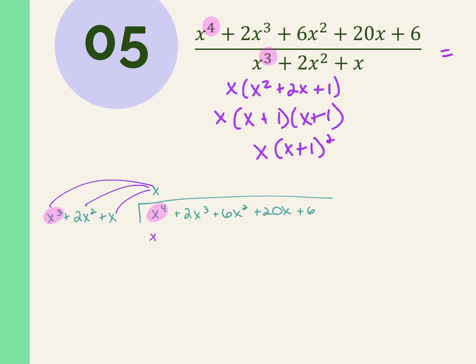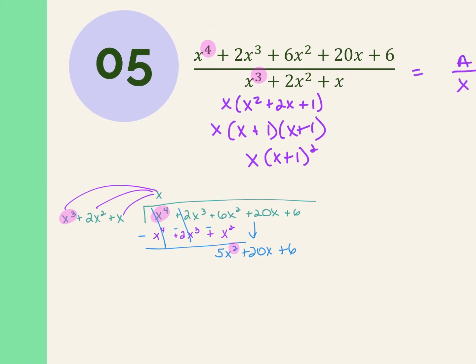x times x to the third is x to the fourth. 2x times x is 2x to the third. And x times x is x squared. Then we change our signs and add. This is going to cancel. This is going to cancel. 5x squared plus 20x plus 6. So we've now gotten it to the point that we've reduced it a degree, and our exponent is now equal to or smaller than the denominator's. So that's the goal here.